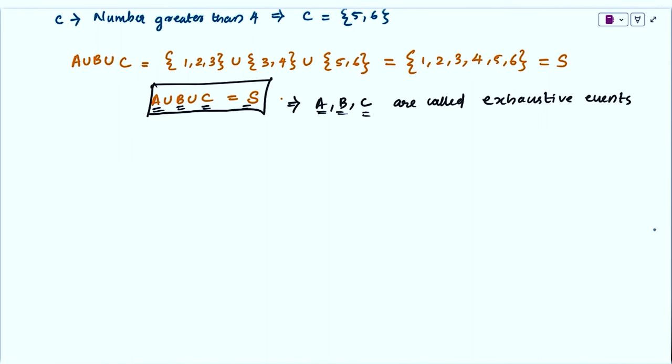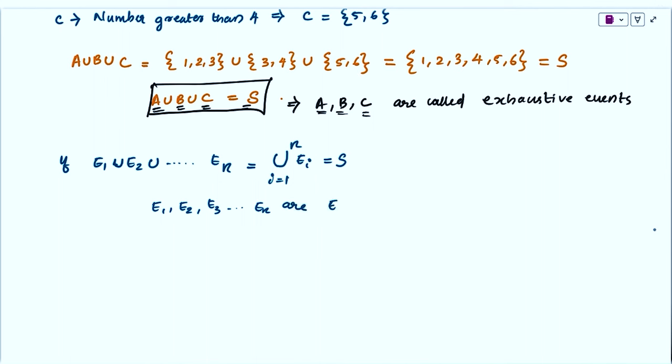Generally, we can write it as: if E1 union E2 union and so on up to En events are there, and the union over i from 1 to n of Ei is equal to S, then we can say that the events E1, E2, E3, and so on up to En are exhaustive events.